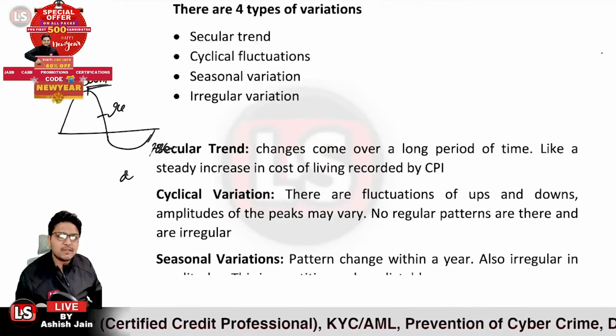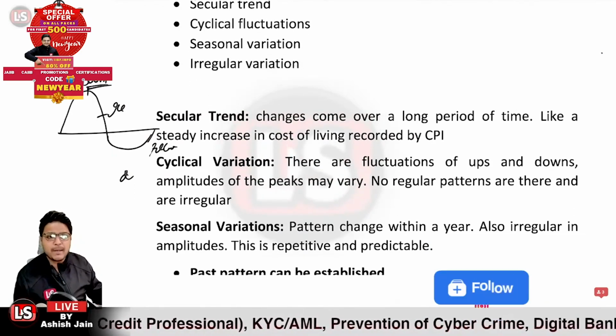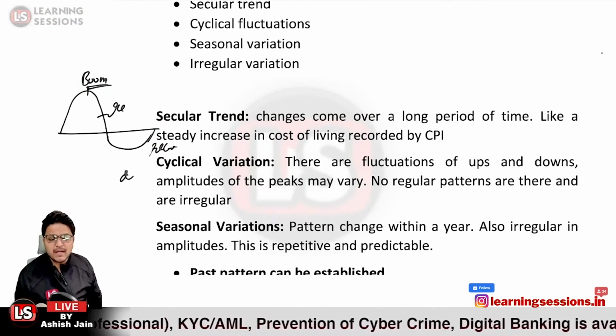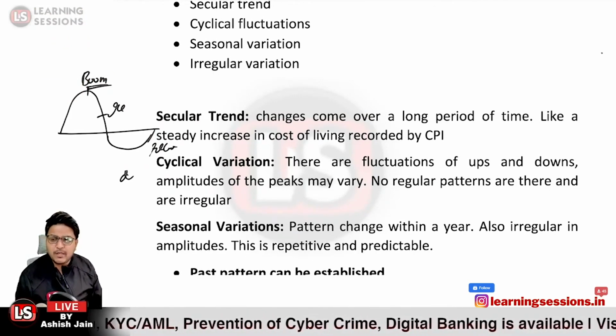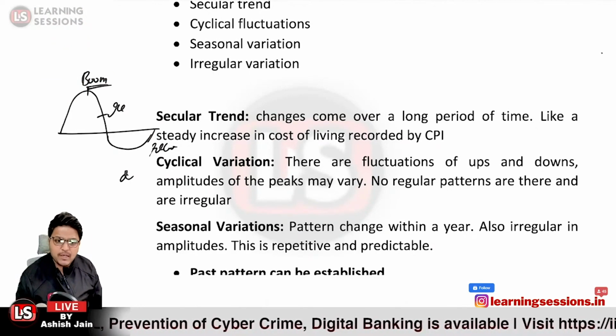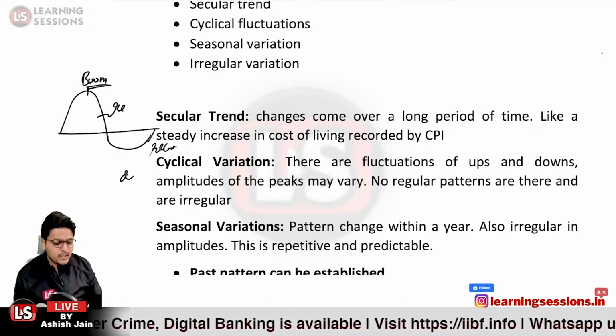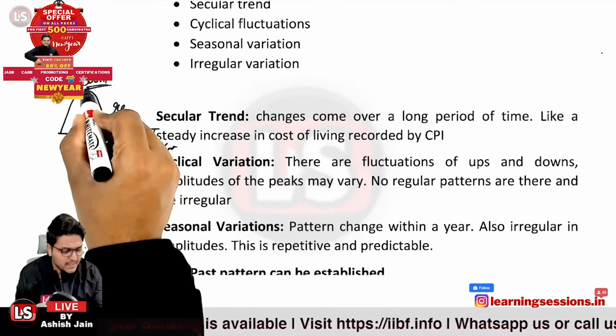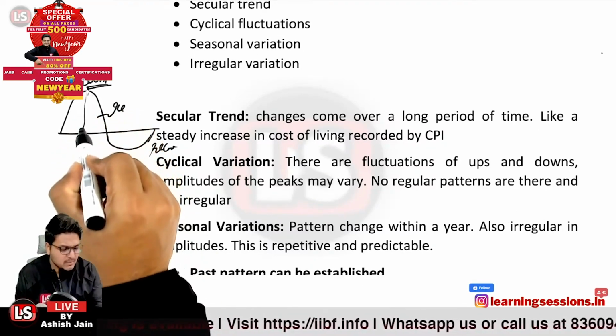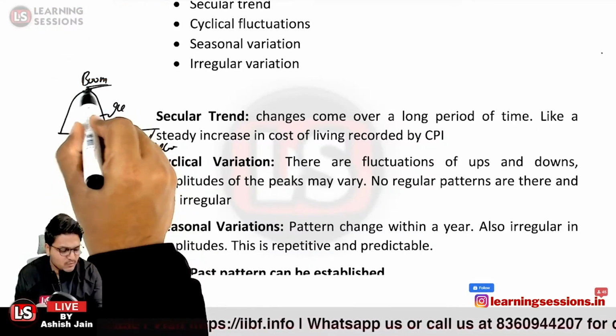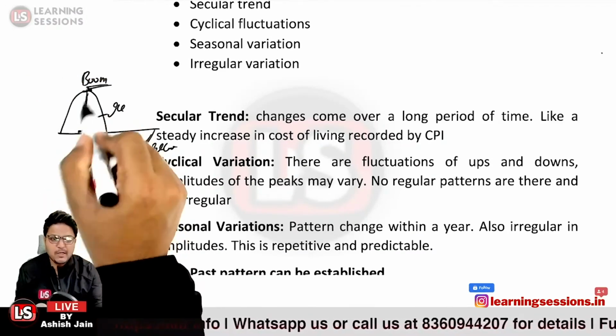Okay. Further, it is related to seasonal variations. So the pattern changes within 1 year, and is also irregular in amplitude. These are repetitive. So amplitude means the maximum height of the peak itself. Okay, so that is said to be the amplitude. It is the amplitude over here.